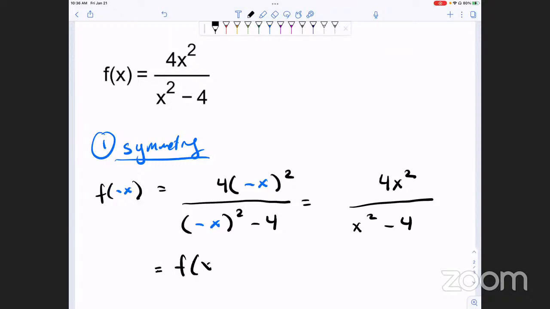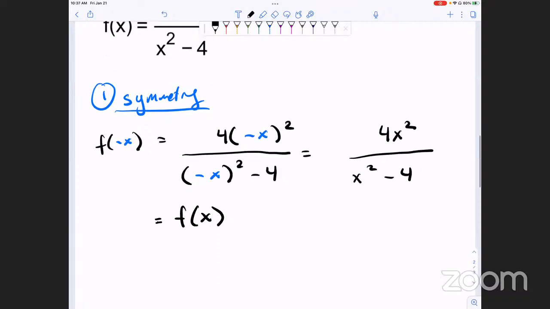So whenever we have f of negative x equals f of x, that means this function is even. That's the definition of a function being even. I'm just going to write it like this: even, which is synonymous with y-axis symmetry.